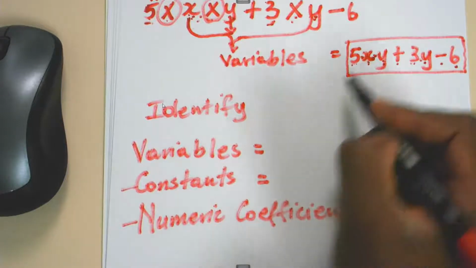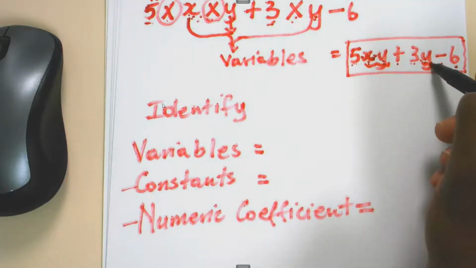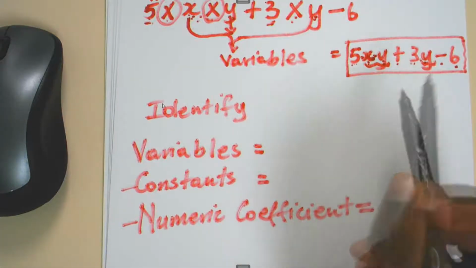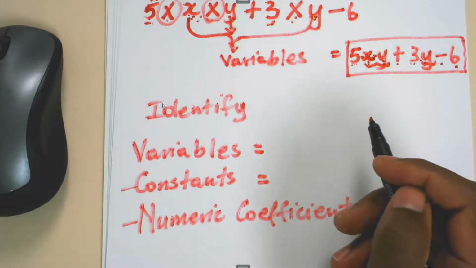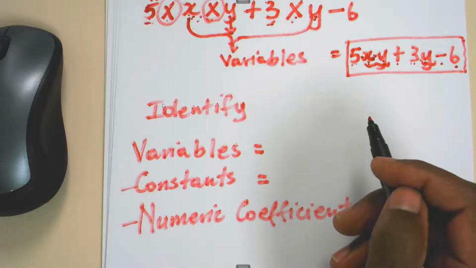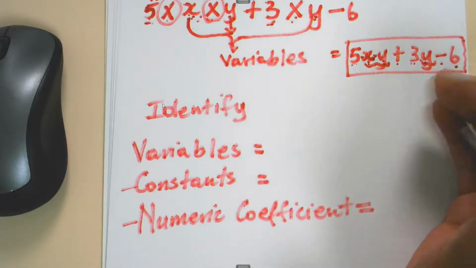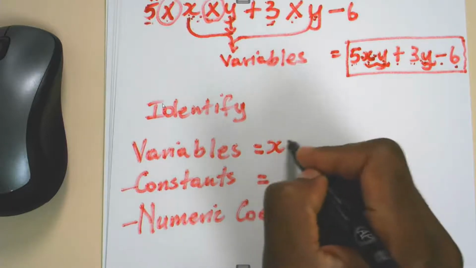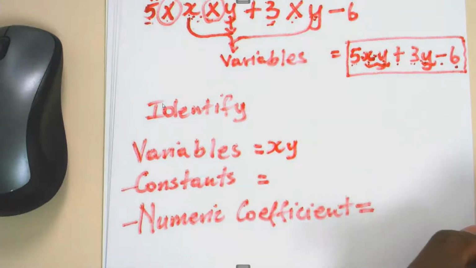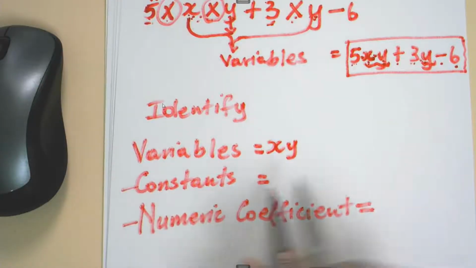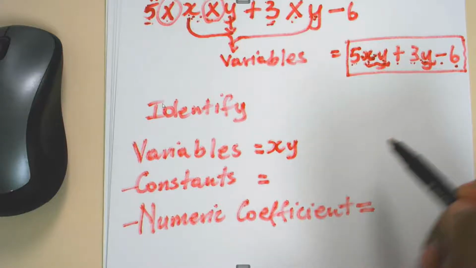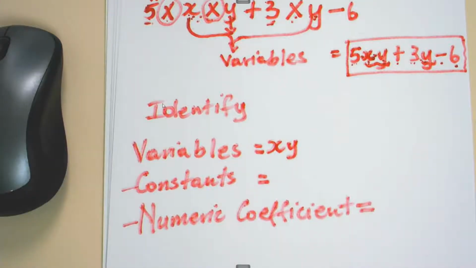As we have already alluded to, variables are alphabets, so x, y, and y will be our variables because they may change. Remember guys, a variable is something that will change time and again. It will not stay the same. So in this case, x and y are our variables. Now, constant. What are the constants? A constant is a number that won't change. It stays there as is.